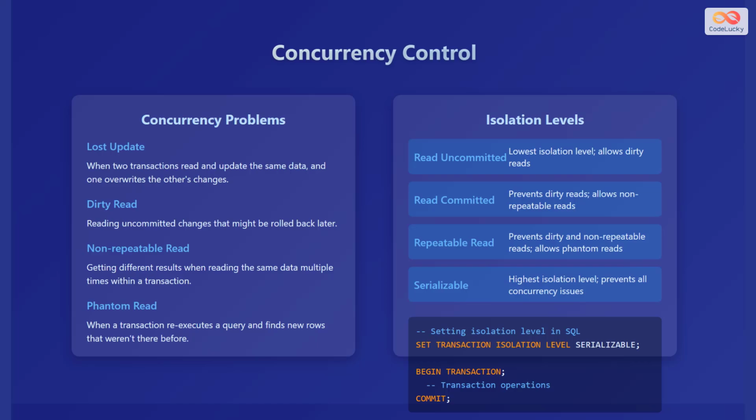These levels include read uncommitted, which allows dirty reads, read committed, which prevents dirty reads but allows non-repeatable reads, repeatable read, which prevents dirty and non-repeatable reads but allows phantom reads, and serializable, which is the highest isolation level and prevents all concurrency issues. Isolation levels can be set using SQL commands such as set transaction isolation level serializable.